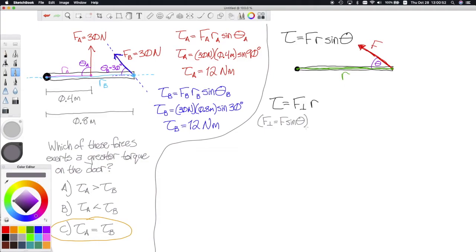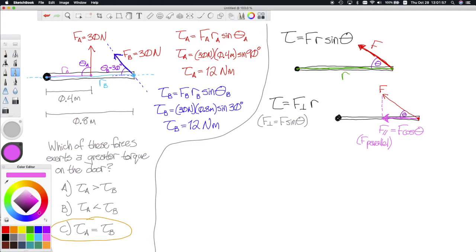So why would we want to think about our torque this way? And I can show you what I mean here. So if we think about this force, we could break this force down into components. We would have one component of this force that acts along the axis of the lever arm. We could call this the parallel component of the force. And that would be equal to F cosine theta.